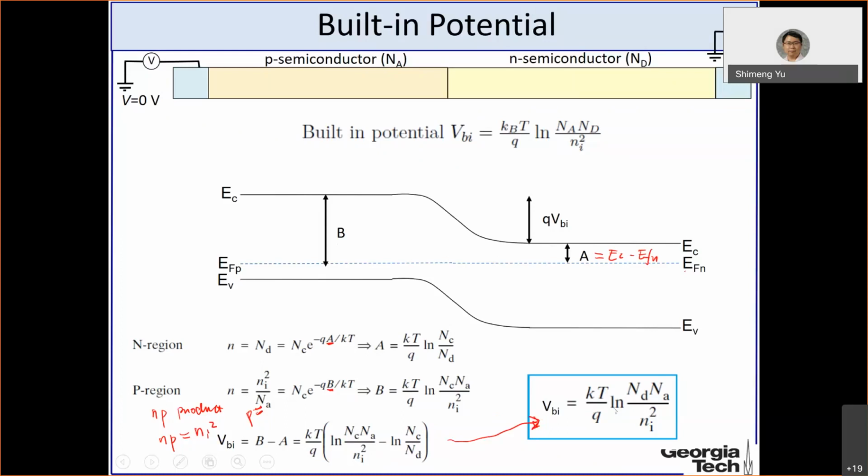But as you can see here, the VBI depends on the doping, both N-type and P-type. You have Na and Nd here. And with higher doping, the VBI will be higher. So the barrier height will be higher. Any questions?